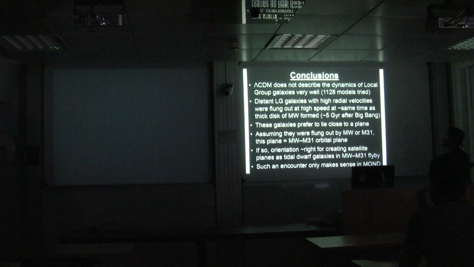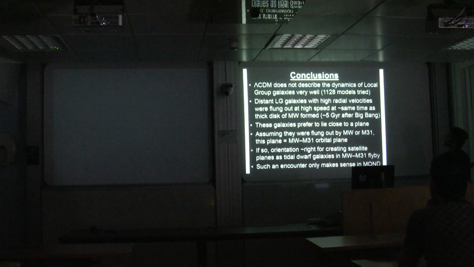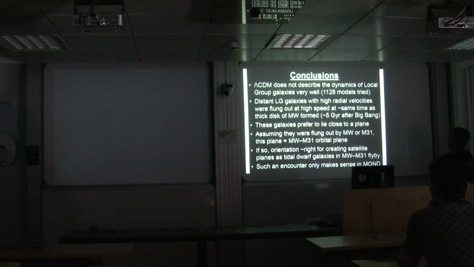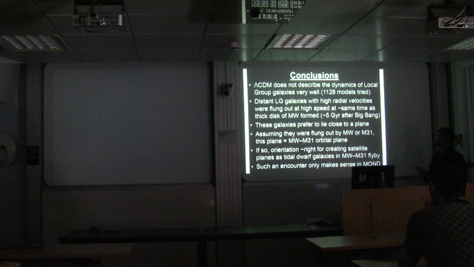So my conclusion from this investigation is that mainly lambda CDM does not describe local group galaxy positions and velocities very well. We tried a wide range of models, and the main thing that's going wrong with the model is that we see a lot of distant galaxies with very high radial velocities. So somehow they've been flung out at a high speed, and at about the same time as the thick disk of the Milky Way formed. These are model independent statements, more or less.